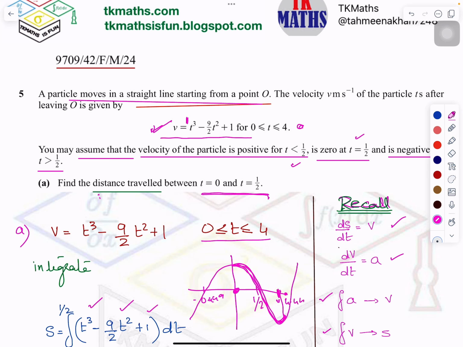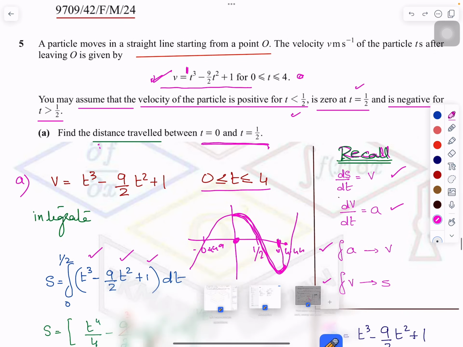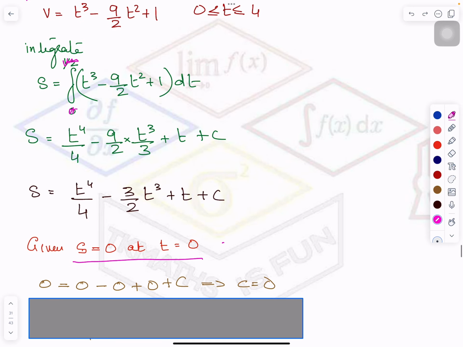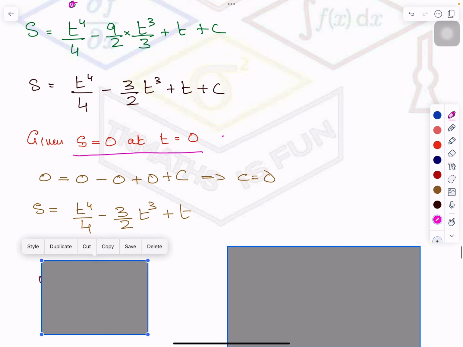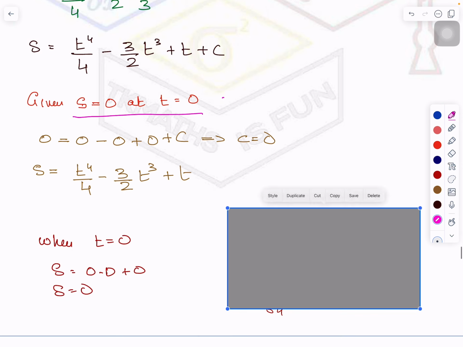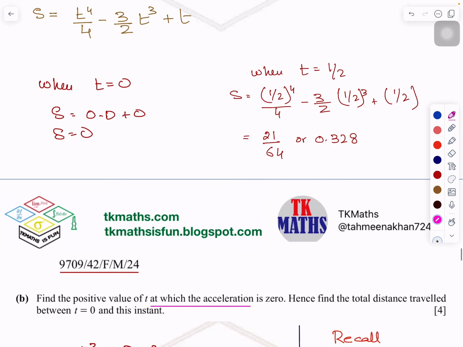The particle starts from a point O. So this is a long method, but I have seen students working by that method also. I wanted to tell you that it is possible, but then they are penalizing themselves by taking more time. So it's better to do the first method by taking up limits straight away over there.